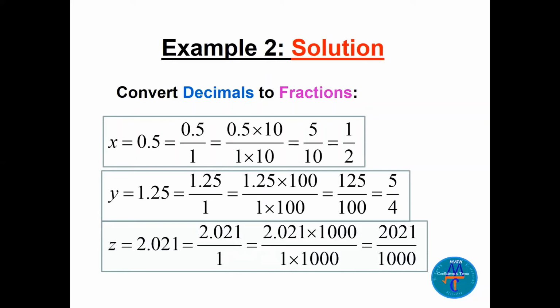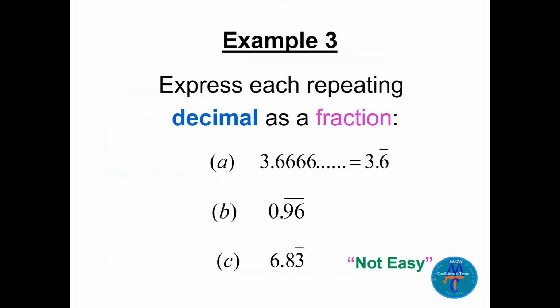Divide by 25, you get 5 over 4. For 2.021, there are 3 numbers, but they are not repeated. Remember here, these numbers are not repeated. They are just terminating. So 2.021 over 1, multiply by 1,000, you will get this fraction. If you can simplify, simplify.